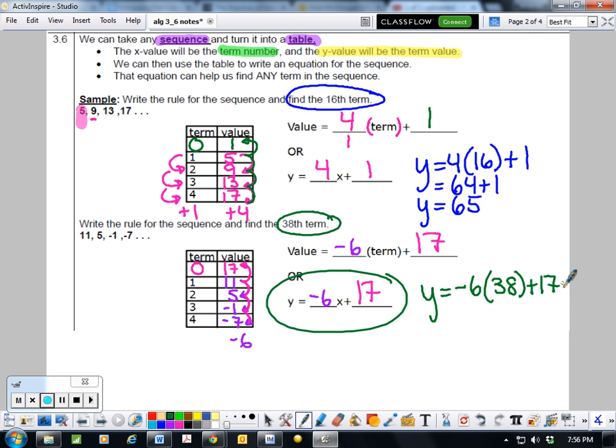And so these are big numbers, so I'm going to have to grab my handy-dandy calculator, or not. Sorry, dropped my calculator there. So let's see, negative 6 times 38 gives me negative 228, and then I'm going to add 17 to that, which gives me negative 211. So my 38th term will be negative 211.